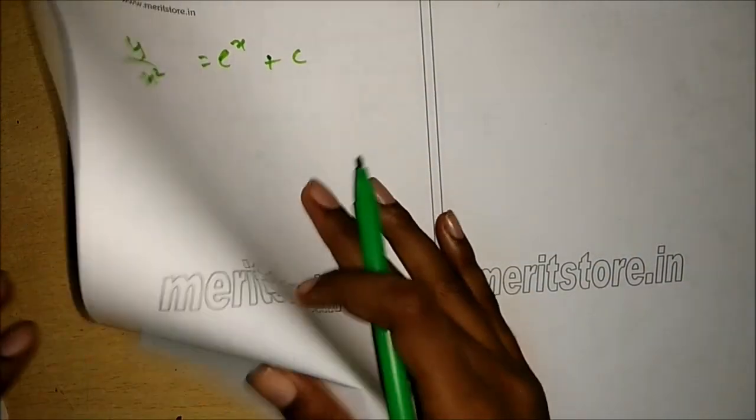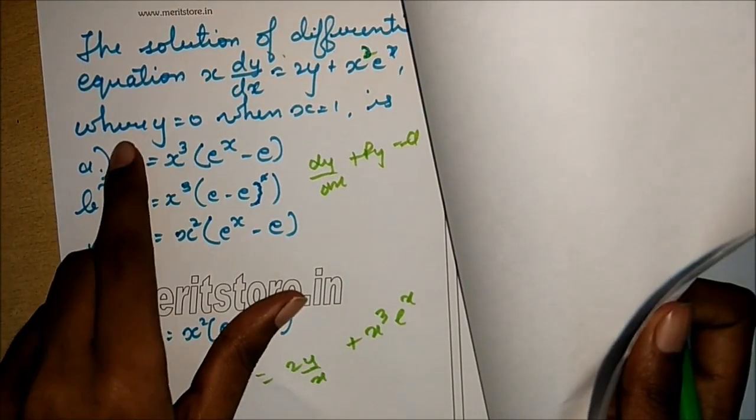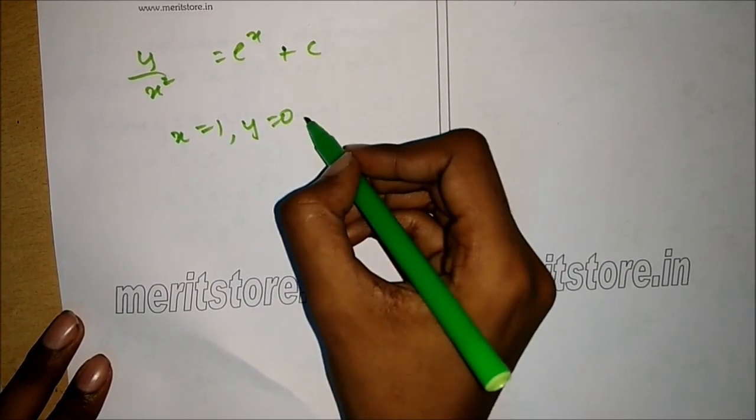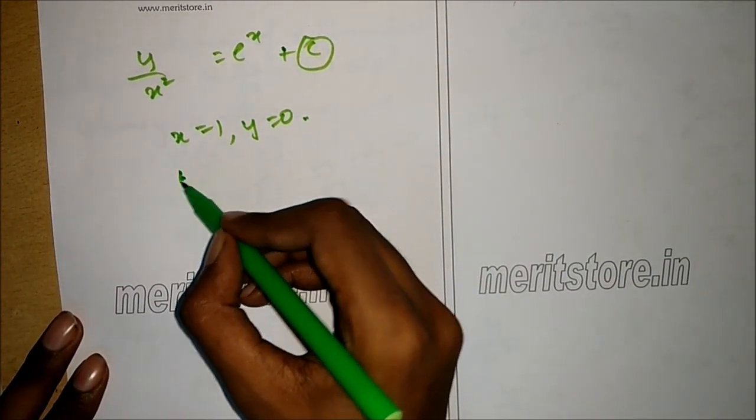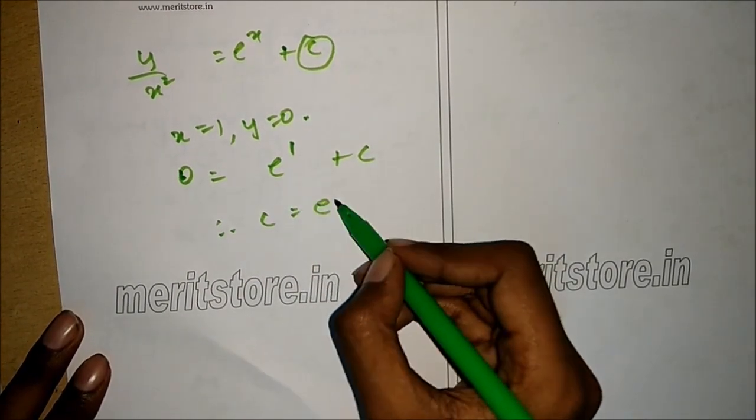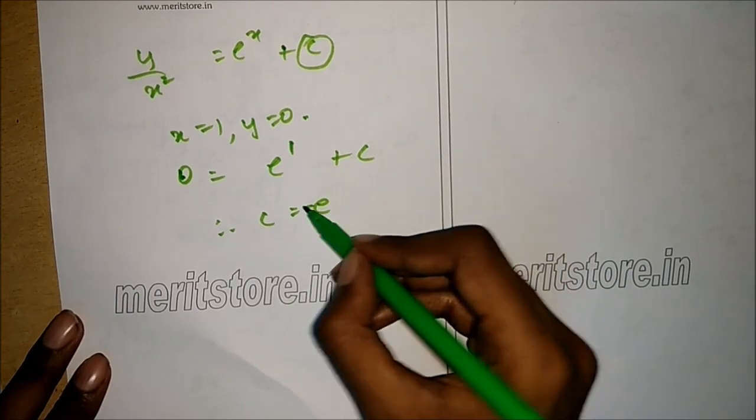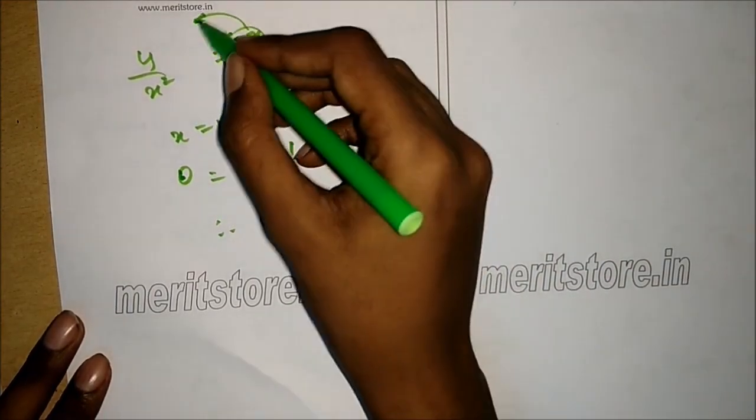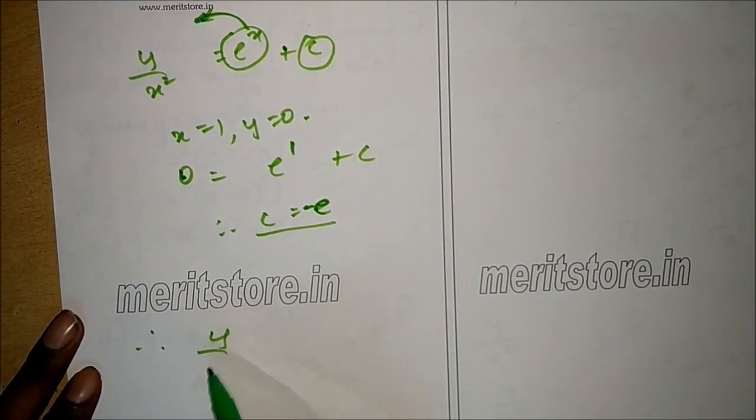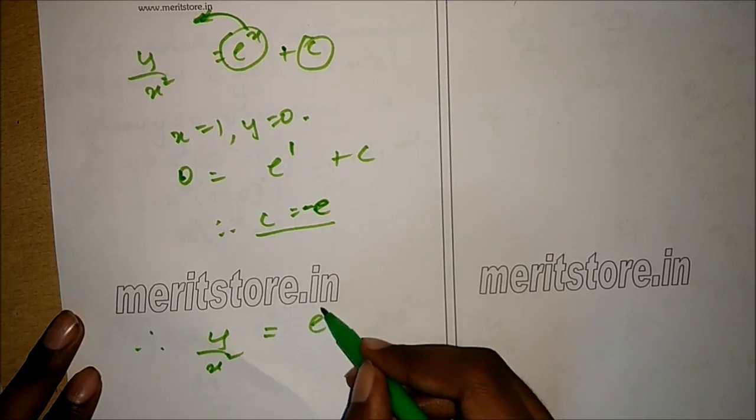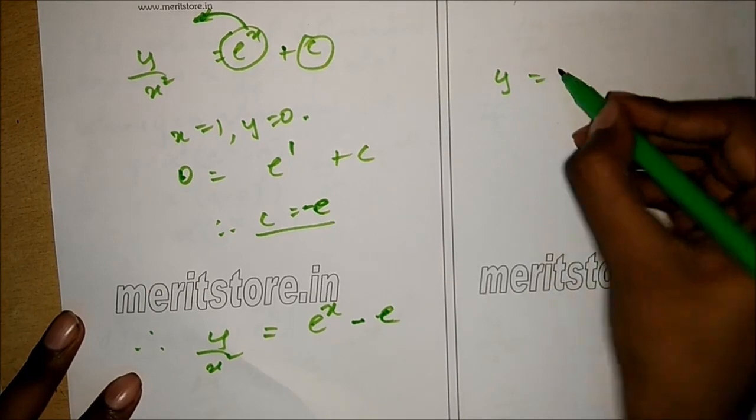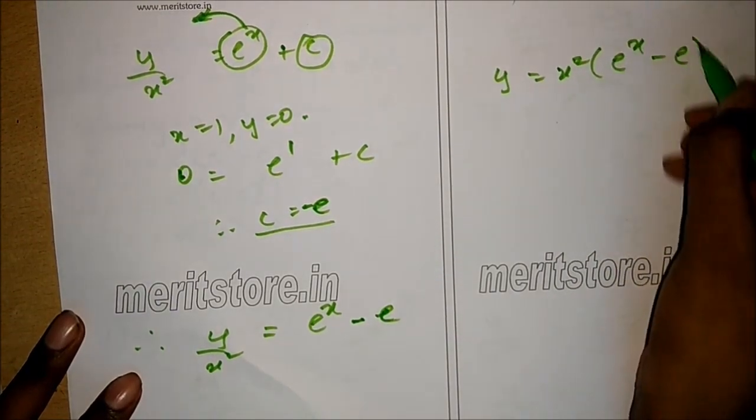So what is given is when x is 1, y is 0. So we'll get c. So 0 equals e raised to 1 plus c. So c will be minus e when this is sent to LHS. So c is minus e. So therefore the solution is y by x square is equal to e raised to x minus e. That is y equals x square into e raised to x minus e.